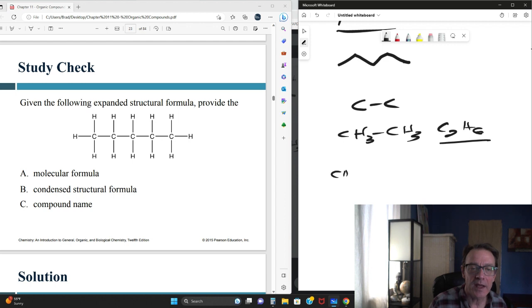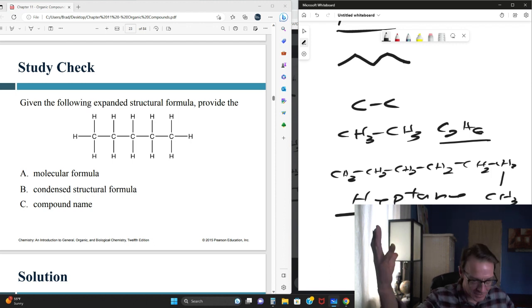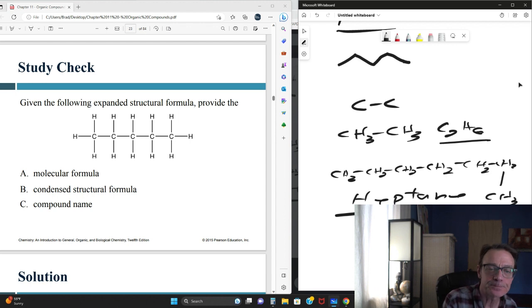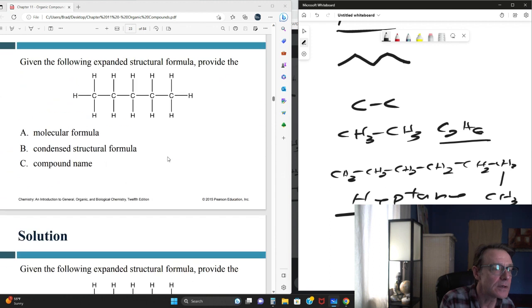Would it be CH3, CH2, CH2, CH2, 1, 2, 3, 4, 5, 6, and we can go down. That's legal. CH3. 1, 2, 3, 4, 5, 6, 7. There's your heptane. Good call. That warms my heart that you were able to catch that and follow along. Nicely done.